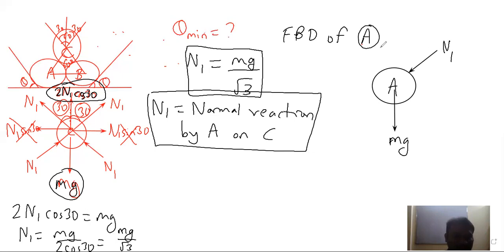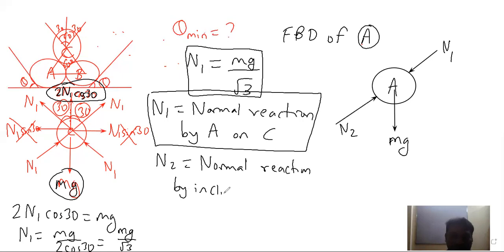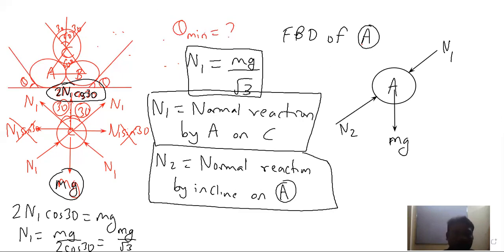N2 will be the normal reaction by the inclined plane on the surface. Inclined plane is like this, so perpendicular, like this. This is how we have N2. So I hope you understood what is N2. N2 is normal reaction by incline on body A. So this is about N1 and N2. N1 is like this from C on A, and N2 is like this.